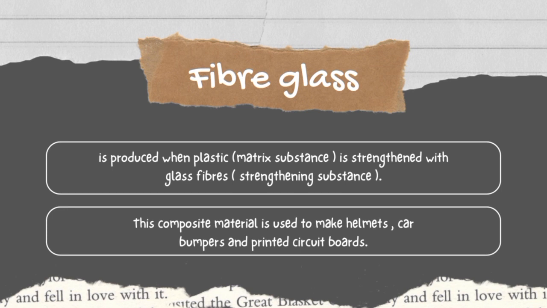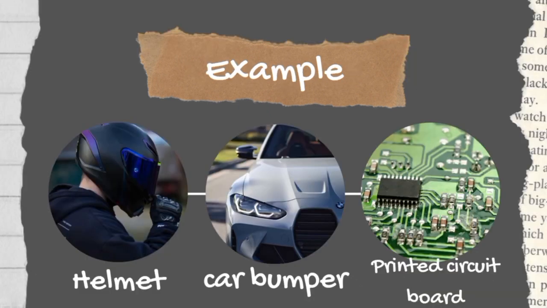Fiberglass is produced when plastic as matrix substance is strengthened with glass fiber as strengthening substance. This composite material is used to make helmets, car bumpers and printed circuit boards. Fiberglass is the composite material used when making helmets and other things including car bumpers and printed circuit boards.